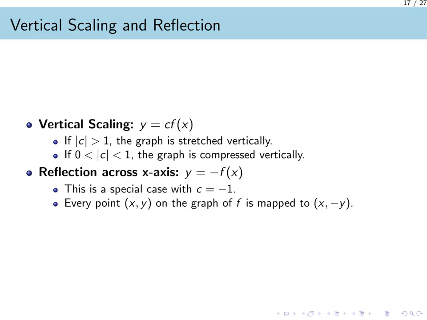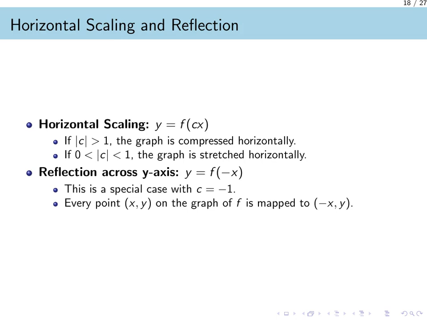For instance, multiplying a sine wave by 2 doubles its amplitude, while multiplying by 1/2 cuts the amplitude in half. A very important special case is when c equals -1, which flips the sign of every output and reflects the entire graph across the x-axis. In short, multiplying the whole function by a constant controls its vertical size and orientation.